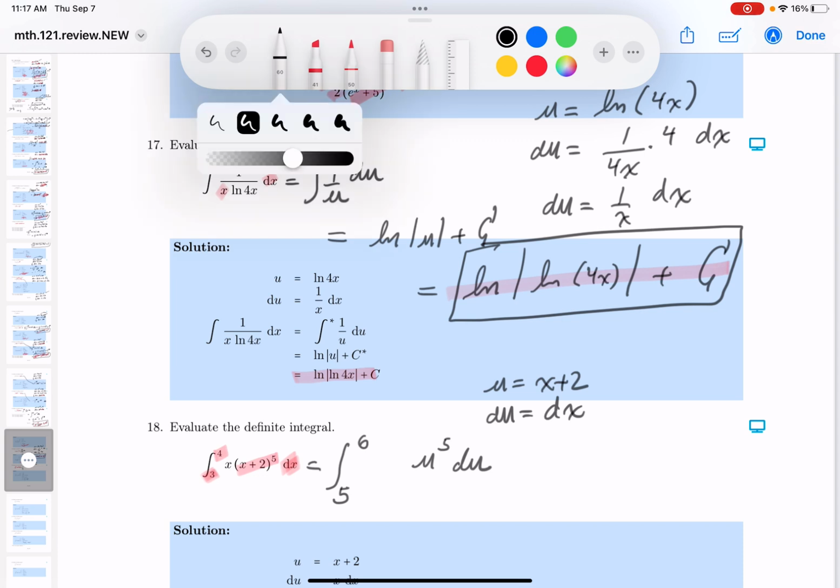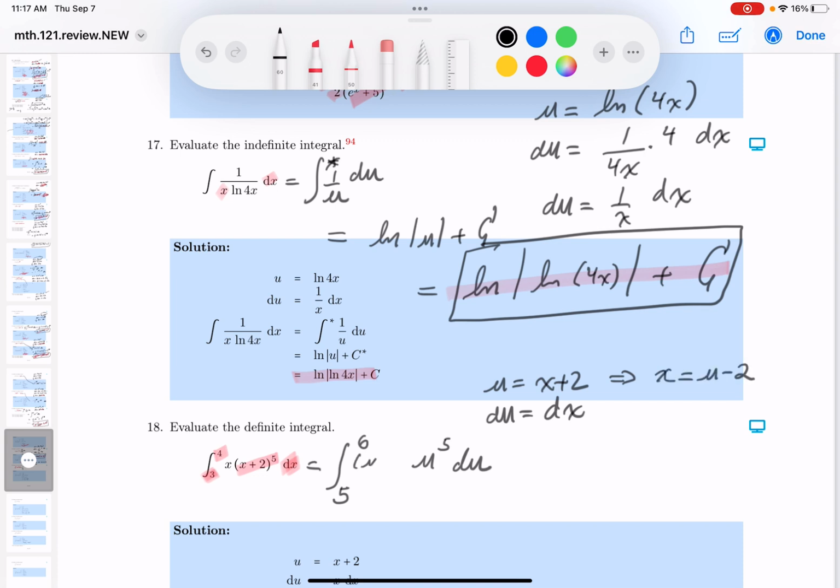And I do. The way I do see it, though, is I see it in terms of x's in terms of u's. So x would just be u minus 2. I'll write that down for you. Can I do that integration? Well, we're going to try. What do you get there?